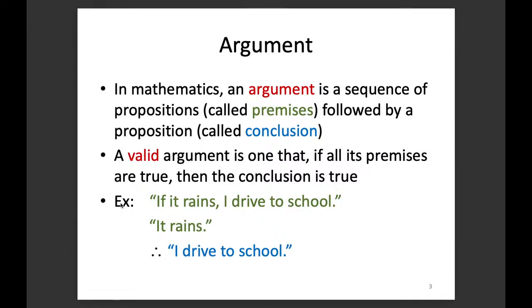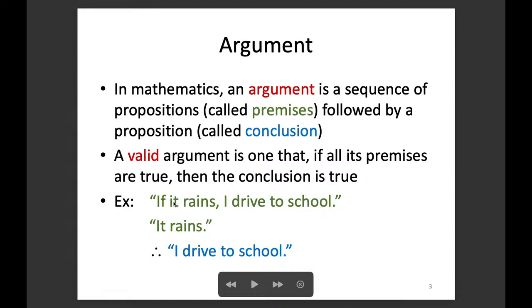In mathematics, an argument is a sequence of propositions followed by a proposition. The sequence of propositions in the first part is called the premises, and the final one is called the conclusion. Not all arguments are important. The most important arguments are valid arguments. A valid argument is something that makes sense: suppose all the premises are true, then the conclusion must be true.